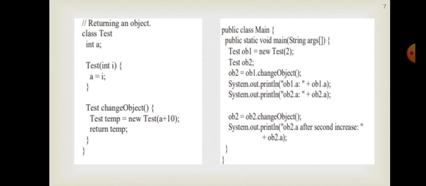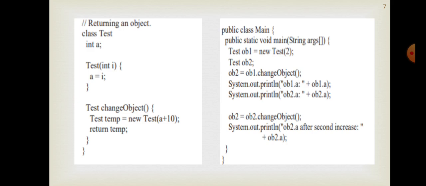Here we are getting a value, and that value is assigned to the variable a. Now we move on to the main function. In the main function, I am going to create two objects, ob1 and ob2. When creating ob1, I call test ob1 is equal to new test of 2. That means it calls the one argument constructor, and I pass the value 2 for the integer. So the i value is 2, and it is assigned to a. Now our a value is 2.